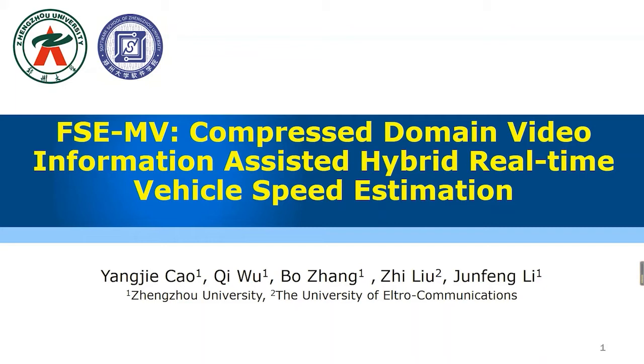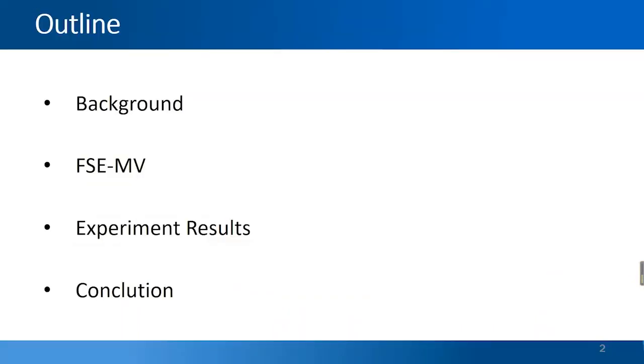The title of our paper is FSE-MV: Compressed Domain Video Information Assisted Hybrid Real-Time Vehicle Speed Estimation. My presentation will be divided into the following parts. First, background. Second, our method. Then I will talk about experiment. Finally, conclusion.